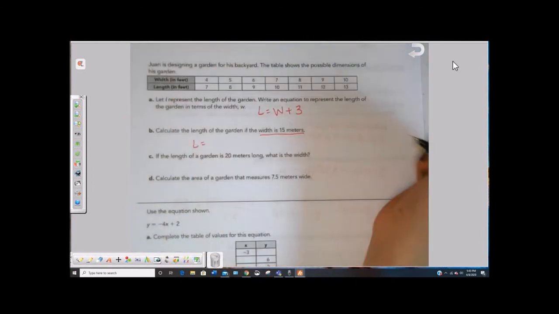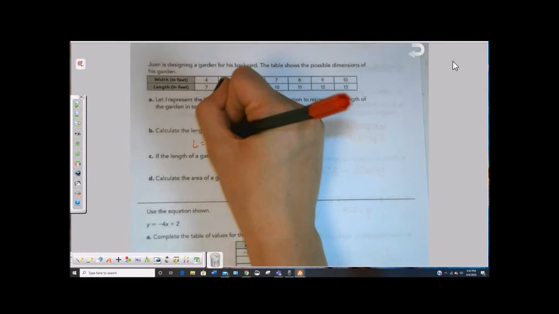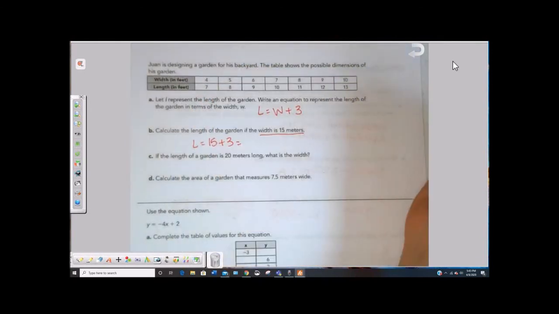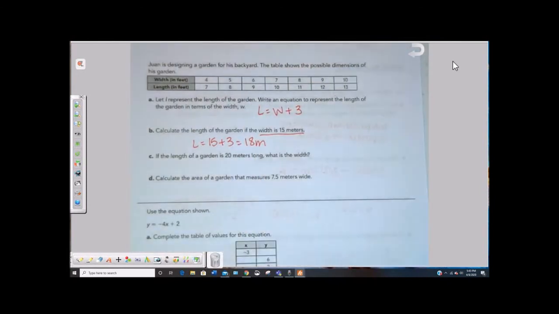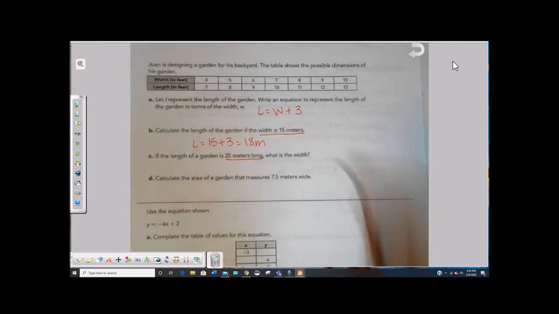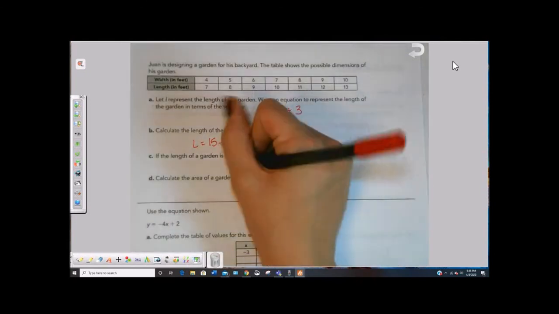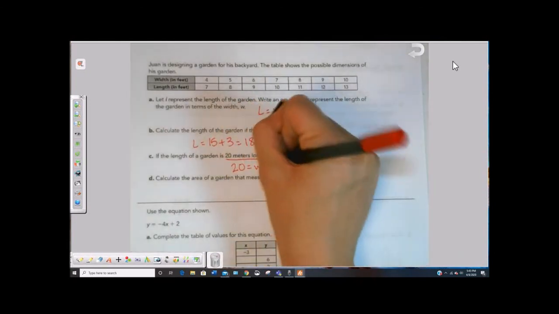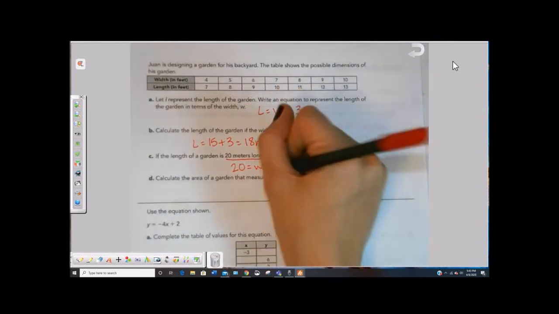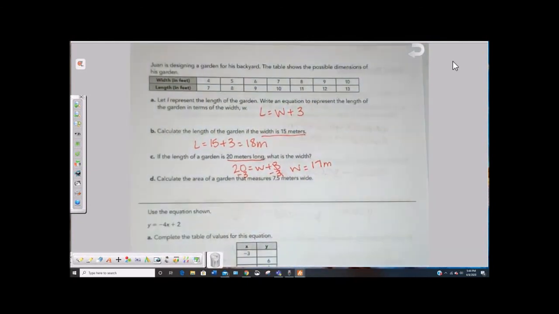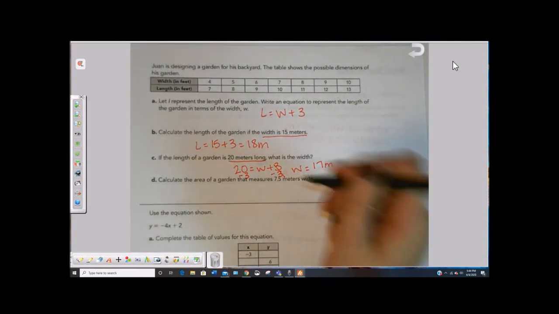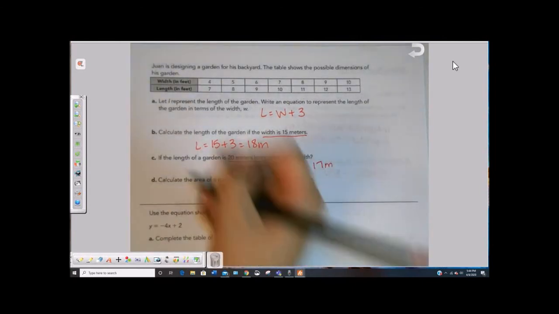So B says calculate the length if the width is 15 meters. So length equals, placing in 15 for W, 15 plus 3. Well, 15 plus 3 is 18. So it is 18 meters long. If the length is 20 meters long, what is the width? So now you're going to have 20 equals W plus 3. Well, the opposite of add is subtract. So now you have 17 meters. So if it's 20 meters long, it's 17 meters wide.